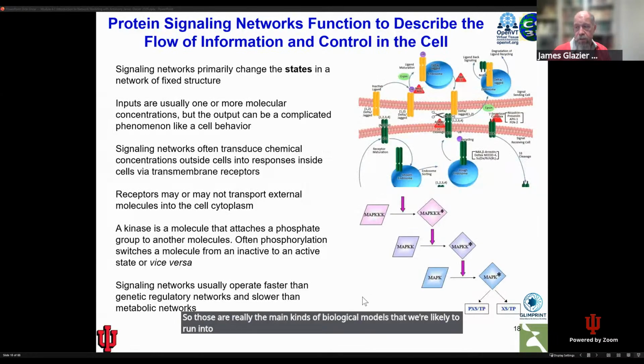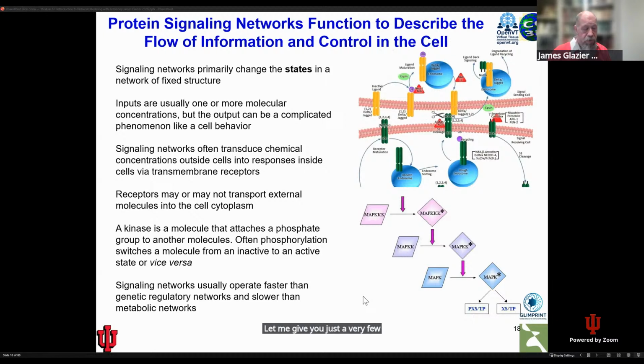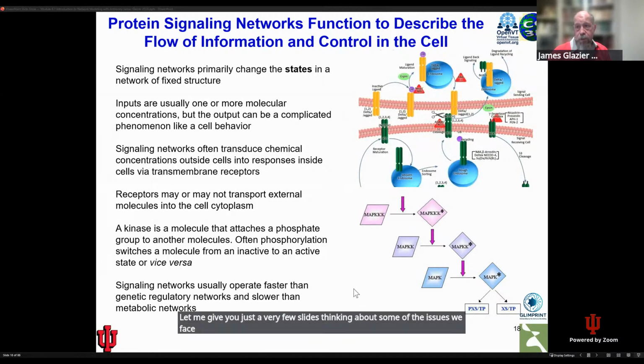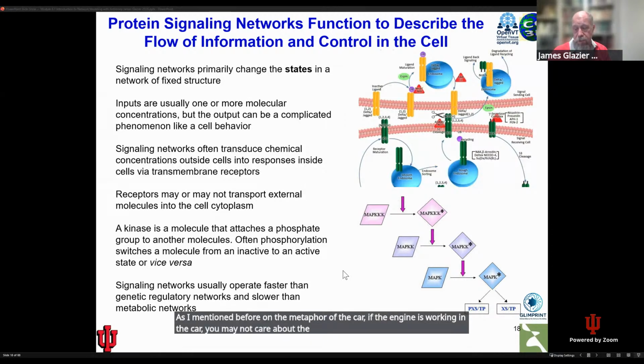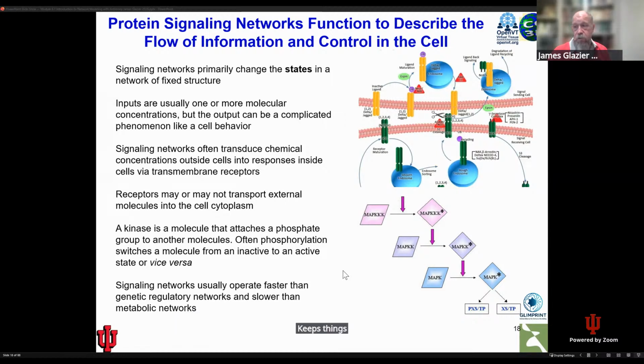Let me give you just a very few slides thinking about some of the issues we face with models. In a lot of the modeling world, the first thing one thinks about is metabolism. As I mentioned before in the metaphor of the car, if the engine is working in the car, you may not care about the details. Metabolism is a little bit like the engine of the cell, keeps things going. If it's working right, in many cases, you may be able to take it for granted. When it's not working, of course, you can't take it for granted.